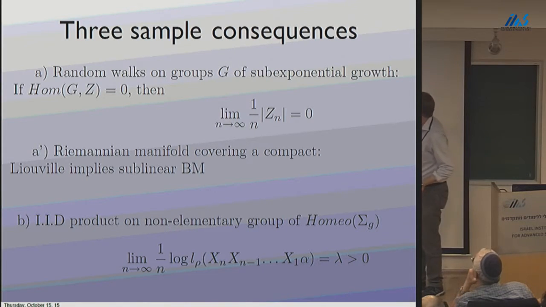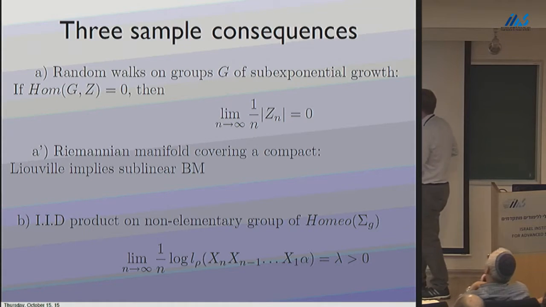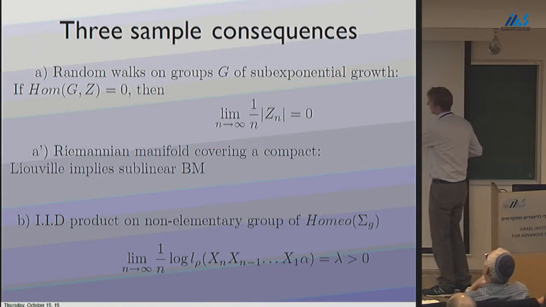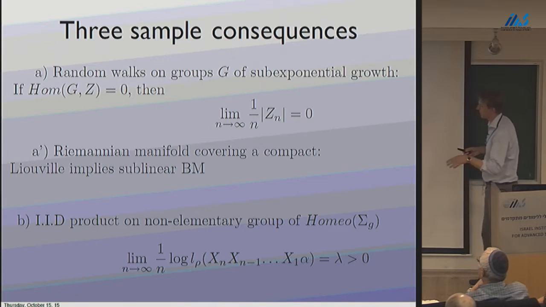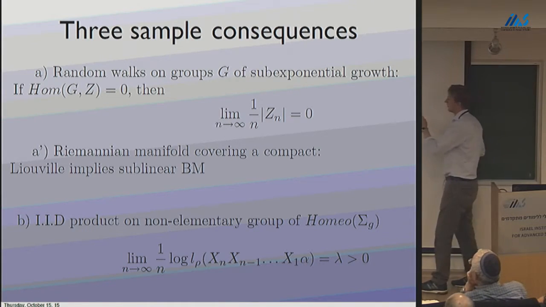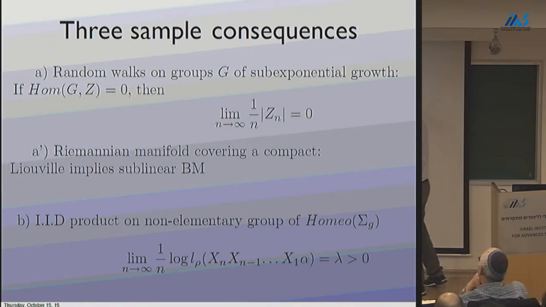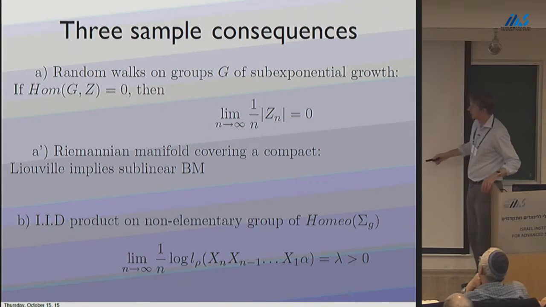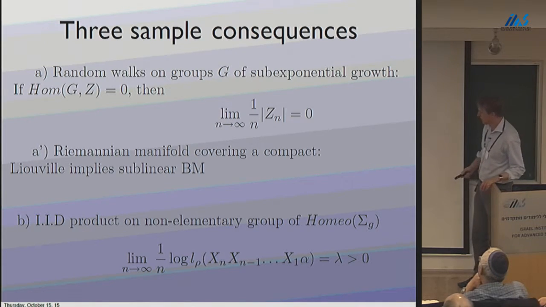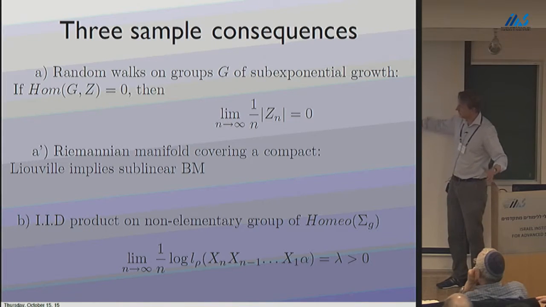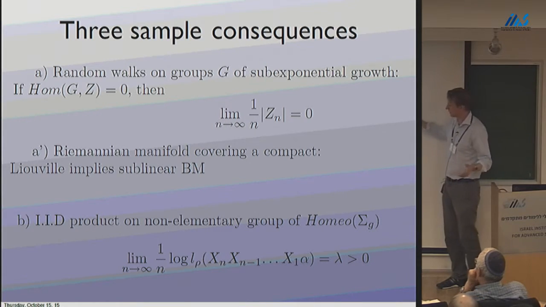For example, a random walk on a group, suppose it is a finitely generated group of sub-exponential growth. By the entropy criterion of Avez, Vershik, Kaimanovich, Derriennic, that implies that this space is Liouville, and so that measure we get from the theorem that stationary must be invariant, and by the Busemann function property, this will give you a homomorphism. But if you don't have any homomorphism, you can conclude that the linear drift must be zero. And there's a version for a Riemannian manifold: Liouville implies sublinear.